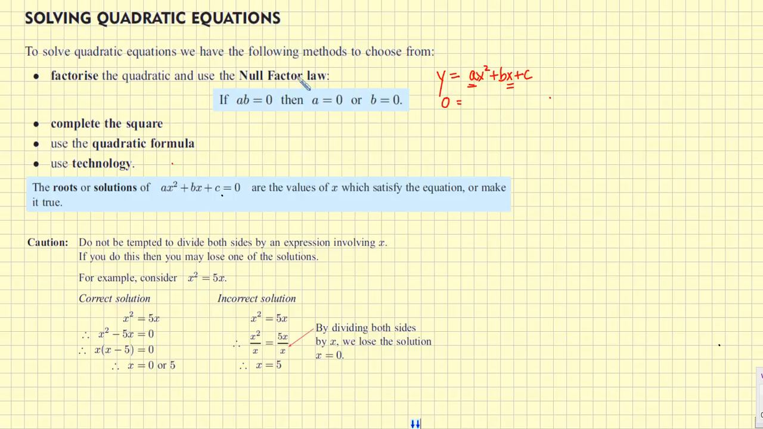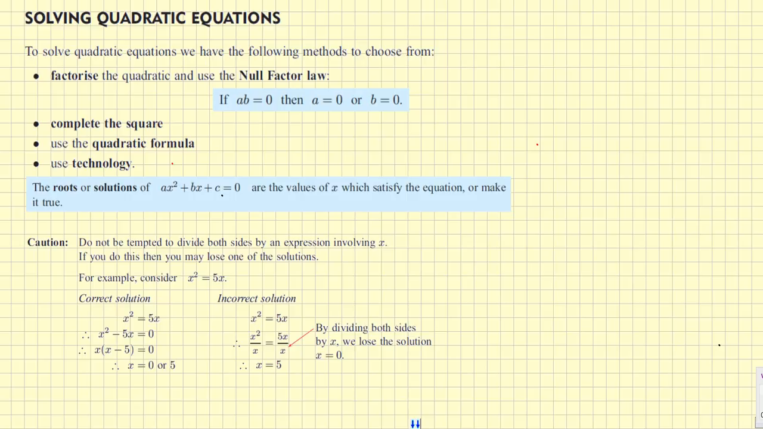Now, before we move on to actually solving the equations, we should just review very quickly the null factor law. And all the null factor law is telling us is that if we have a product of terms, such as a and b, and they are set equal to 0, then that means that either one or the other is equal to 0, or both. And therefore, that's why we end up setting these equal to 0.